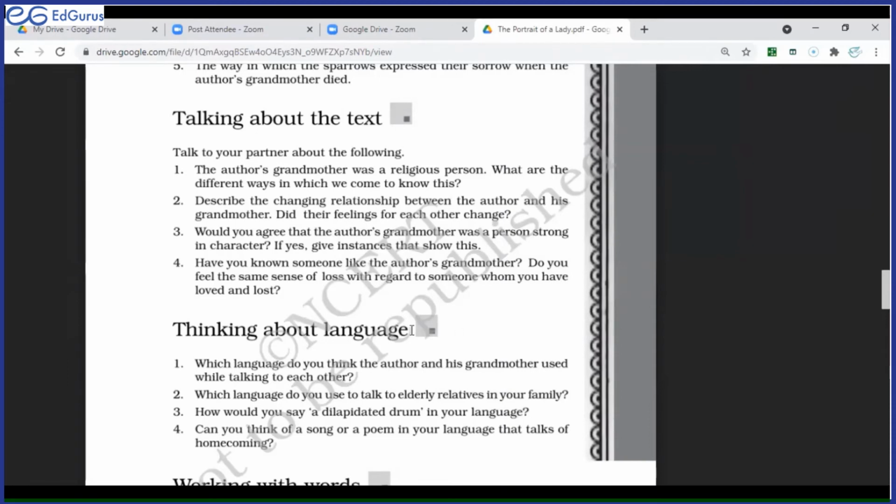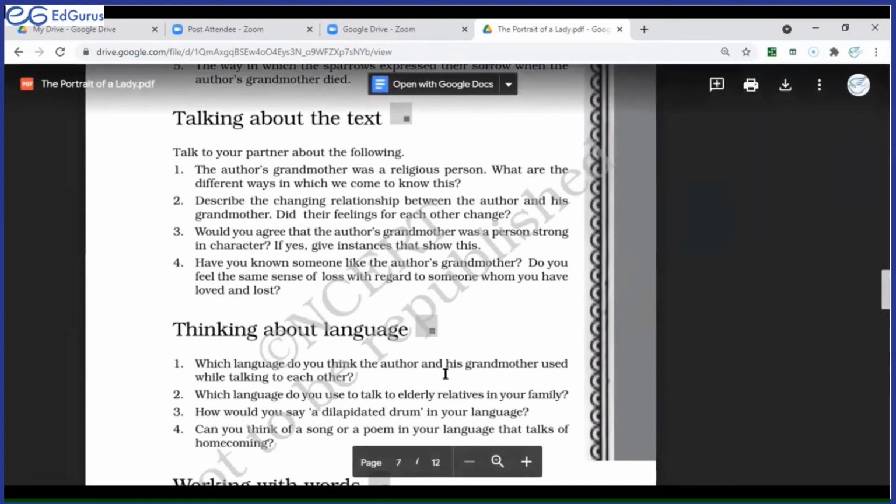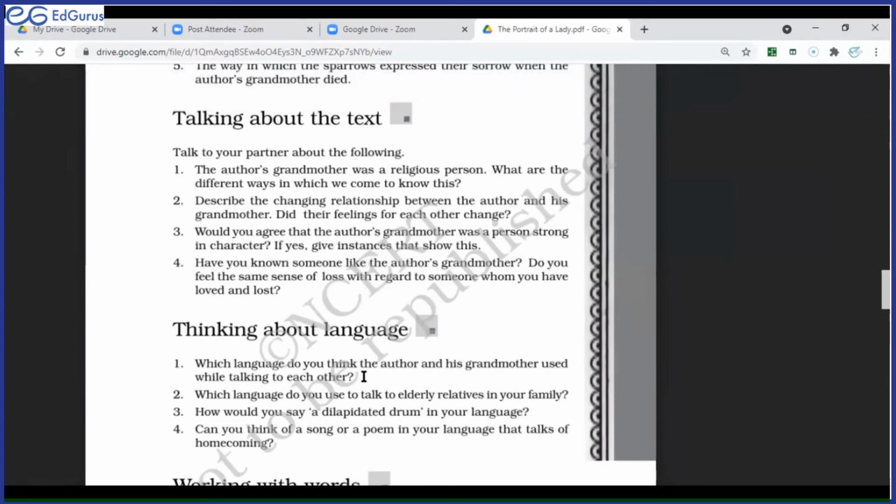Fine? Okay. Now the next part of the exercise is thinking about language. Which language do you think the author and his grandmother used while talking to each other?